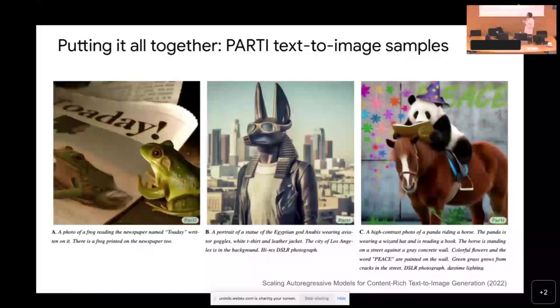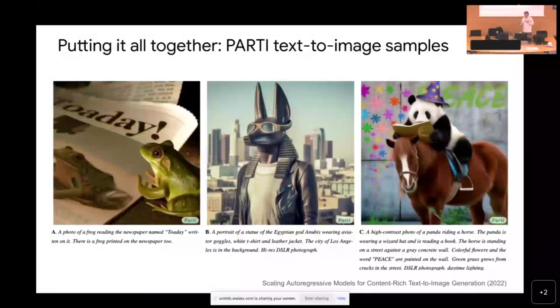A photo of a frog reading a newspaper named Toad Day. And it actually gets Toad Day right, and there's a frog printed on the newspaper too. So basically, it starts understanding language incredibly deeply as well. And a portrait of a statue of the Egyptian god Anubis wearing aviator goggles, white T-shirt and leather jacket, the city of Los Angeles in the background, high-res DSLR photograph, and you get this stuff.